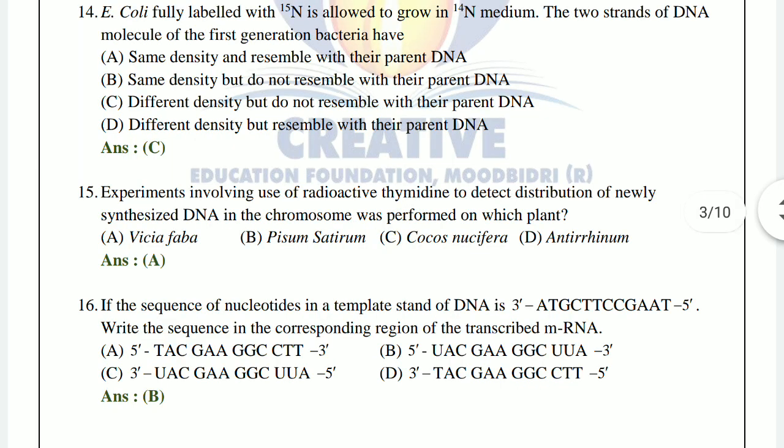16th question, if the sequence of nucleotides in the template strand of DNA is 3' ATGCTT CCGAAT 5', write the sequence in the corresponding region of the transcribed mRNA. Correct option is option B, that is 5' UAC GAA GGC UUA 3'.